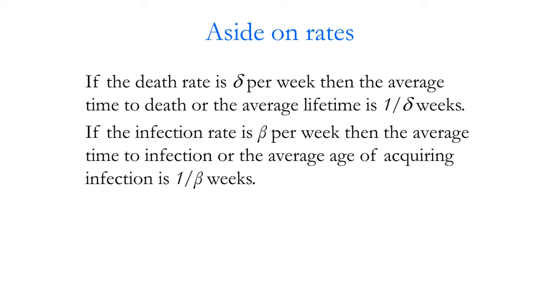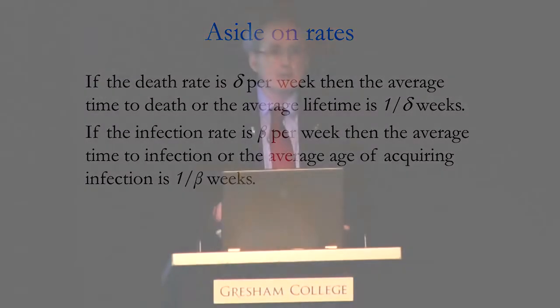Another example: if you think of tossing a coin with the probability of getting heads as a half, then the average number of tosses till you get a head is going to be 2, 1 over a half. In the same way, if the infection rate is beta per week, then the average time to infection, which is the average age of acquiring infection, is 1 over beta weeks. I don't want to digress to go into that. It makes certain probabilistic assumptions about things happening independently and so on. But it's a very useful approximation that if you have a rate, then the average time you'll have to wait to see the thing occurring is 1 over the rate. So we'll come back and use that in a moment.